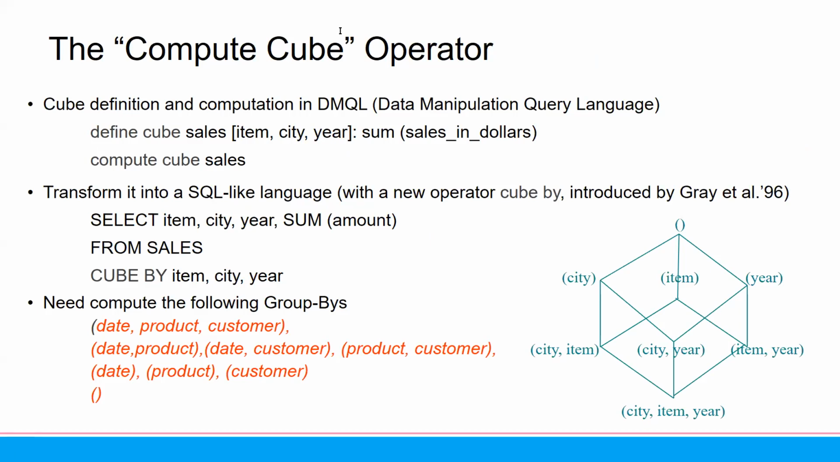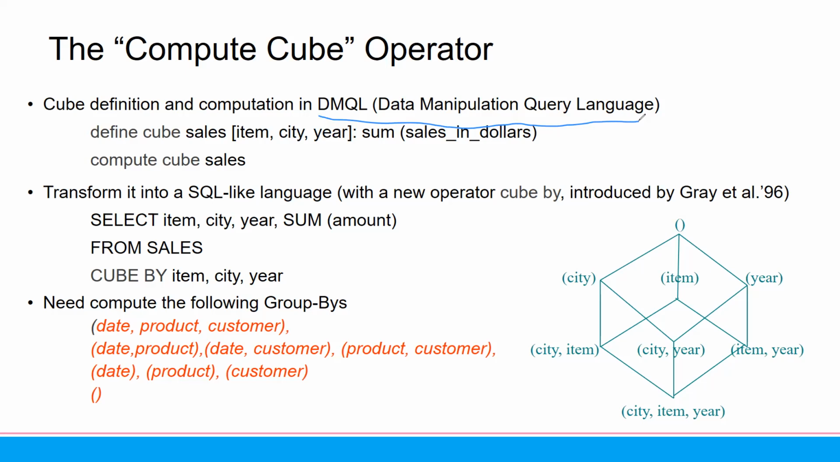In the cube definition and computation, there are many business organizations and companies who use the cube definition, and then they try to explore by themselves. Like DMQL, the data manipulation query language. When you have this DMQL, you can define the cells, and then you can do the query. For example, you do the sum, so you can compute the cube cells.